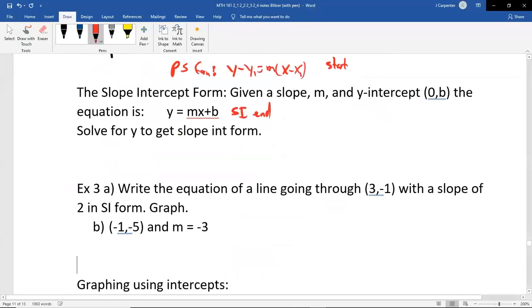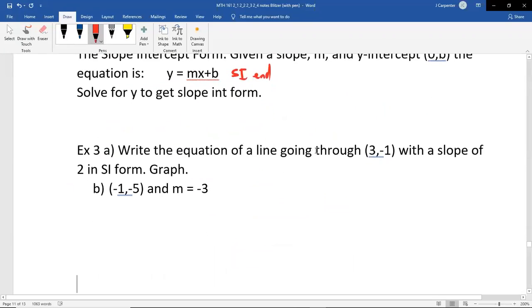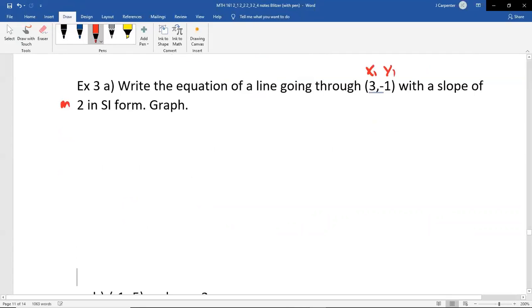All right, so example 3. Write the equation of a line going through the point 3 comma negative 1 with a slope of 2 in slope-intercept form. Now, this is the exact same thing we did in example 2 earlier. There's nothing new, and then we want to graph it. So what's our point? 3 comma negative 1, that's our x1 and our y1. What's our slope? They told us the slope was 2, so this is our m. We don't need to find the slope, and b, let's just put that further away for now.